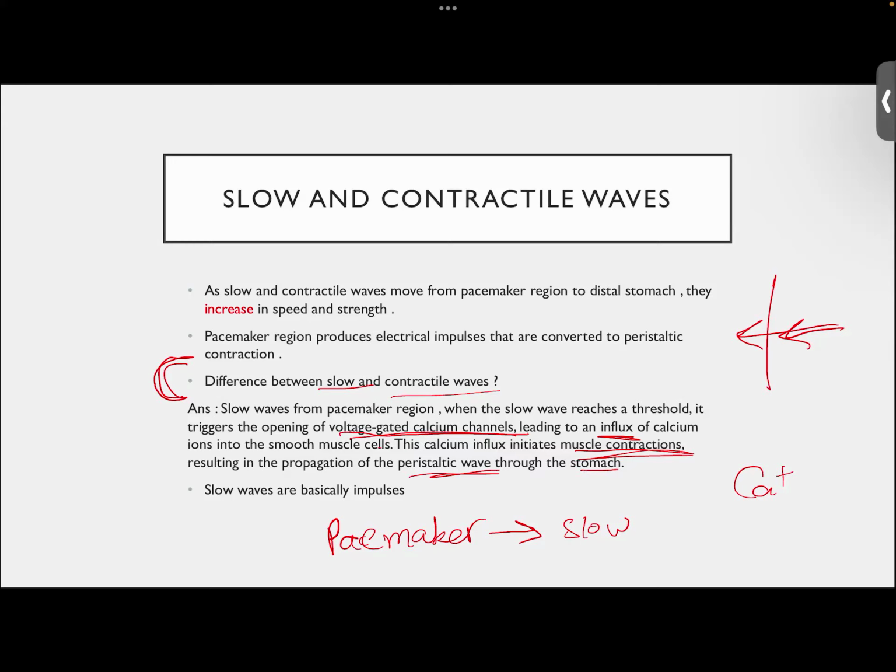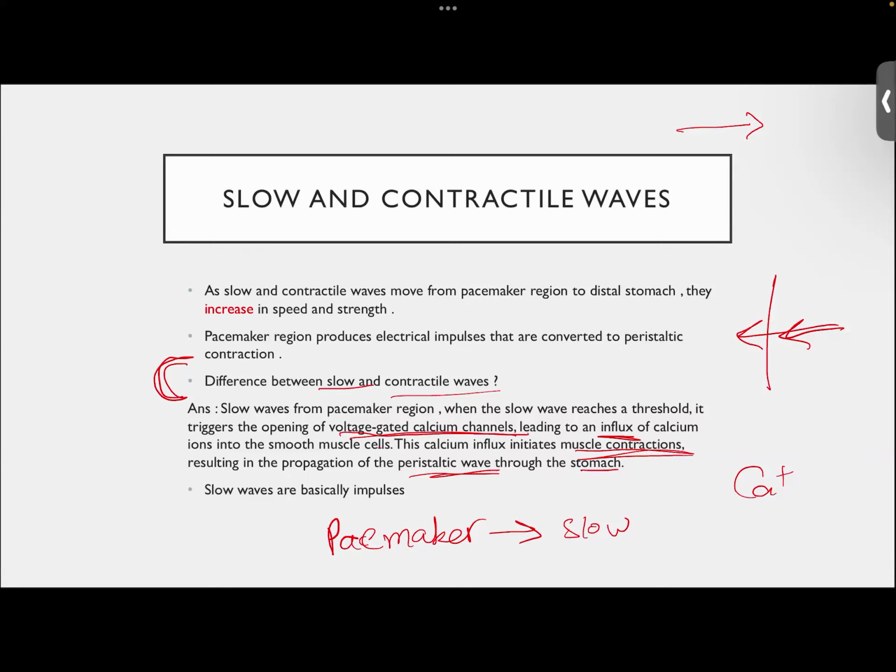The contractile waves are much stronger than the slow waves, but they come from the slow waves, basically. The slow waves are basically impulses. Like if you think about it, an impulse comes to a muscle and the muscle contracts. The same way the slow wave is an impulse for further contraction of the muscle.